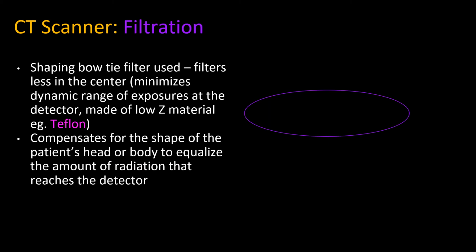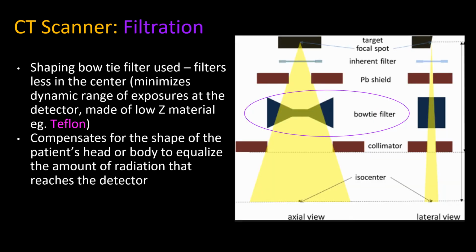A bowtie filter is used, which will filter less in the center and more on the edges. This helps compensate for the shape of a patient's head or body, which is going to be more thick centrally, meaning it will attenuate more of the X-rays centrally. Having this shaped filter makes the X-rays that end up reaching the detector side be more uniform.